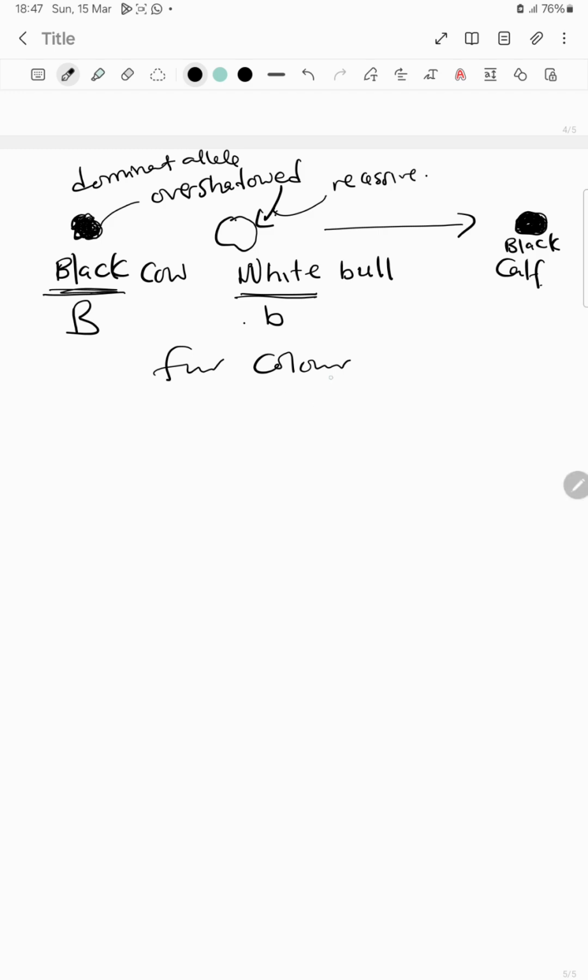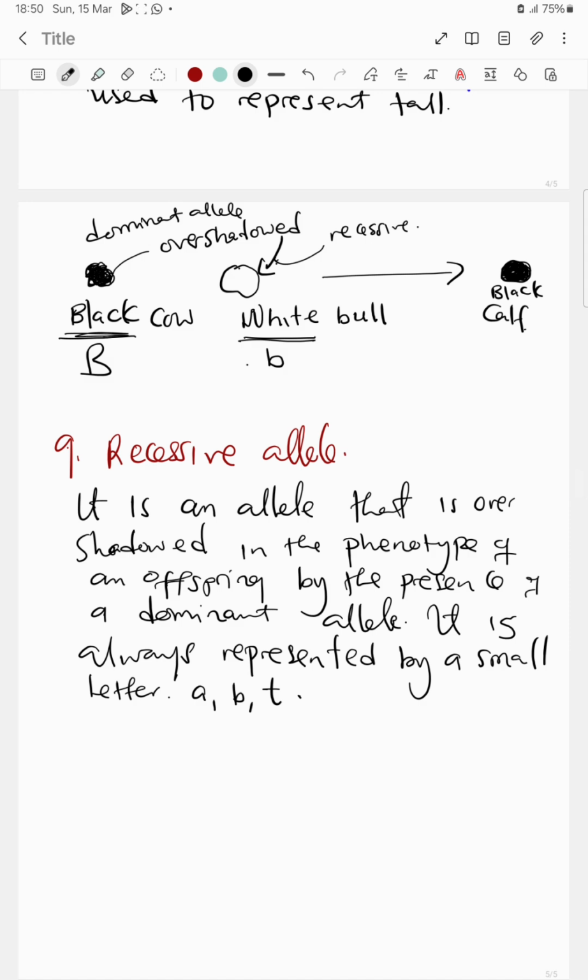Okay, so now we go to another term which is called recessive allele. It is an allele that is overshadowed in the phenotype of an offspring by the presence of a dominant allele. It is always represented by a small letter A, B, or T. So now, like we have said that here white color was overshadowed, meaning it was not expressed in the phenotype of the offspring. Therefore, it is going to be a recessive allele.